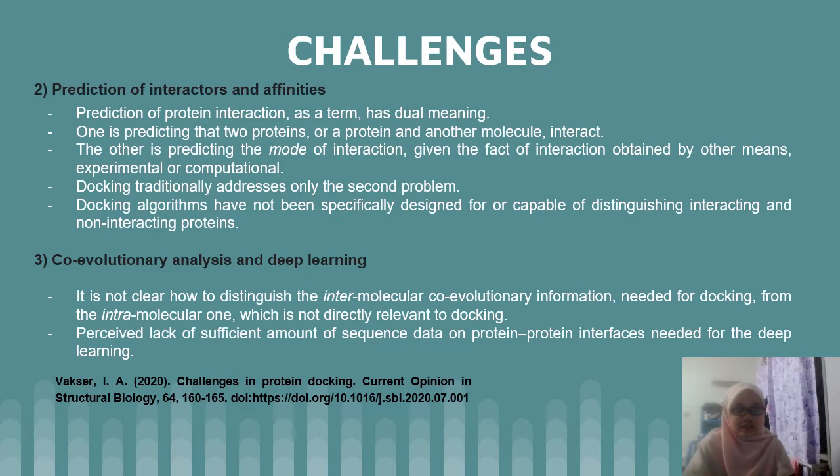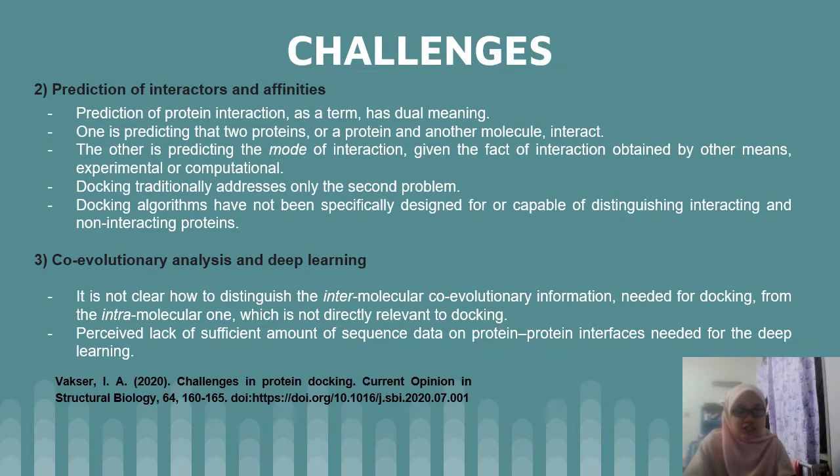Okay, so the second challenge is prediction of interactions and affinities. The prediction of protein interaction has a dual meaning. One is predicting whether two proteins, or a protein and another molecule, interact. The other is predicting the mode of interaction given the fact of interaction obtained by other means, experimental or computational. So basically, docking traditionally can only address the second problem. Docking algorithms have not been specifically designed for or capable of distinguishing interacting and non-interacting proteins.